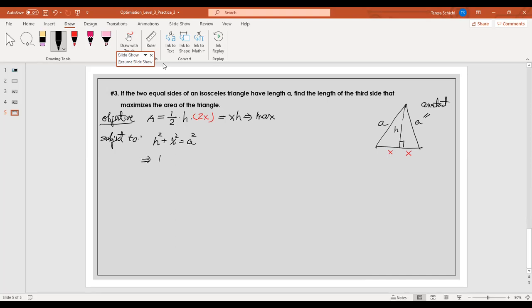Then I can say h squared is equal to a squared minus x squared. And then h will be equal to the square root of a squared minus x squared here. All right, and now let's take a look. When I substitute there, my area will just be xh, so it will be x times the square root of a squared minus x squared here. If you like, you can try to square this one and you will be able to get an easier derivative. You can do that. In fact, I think it will be.